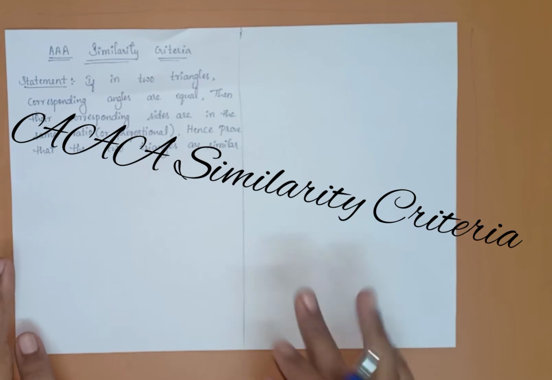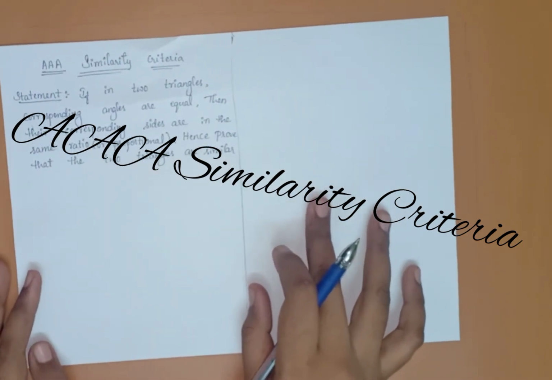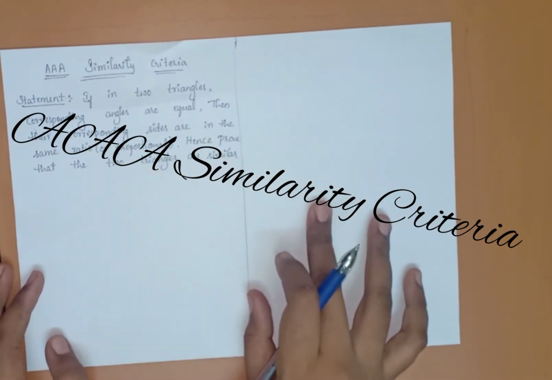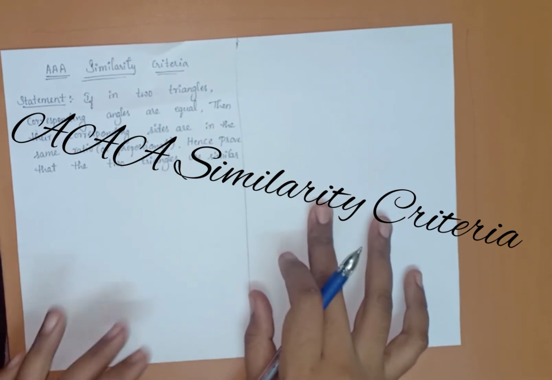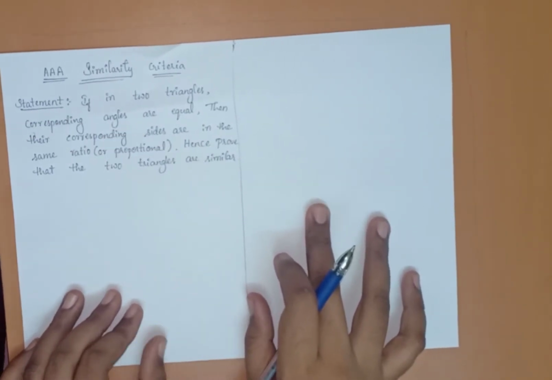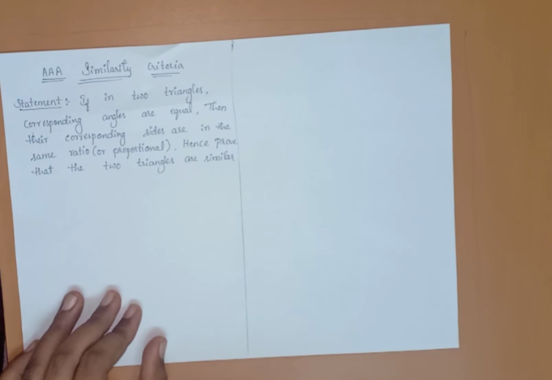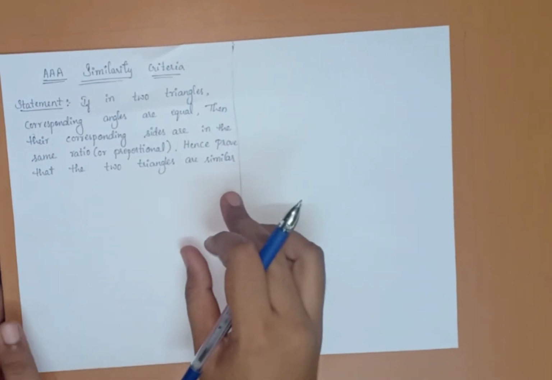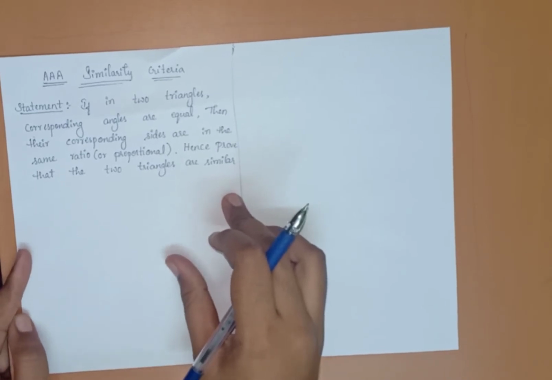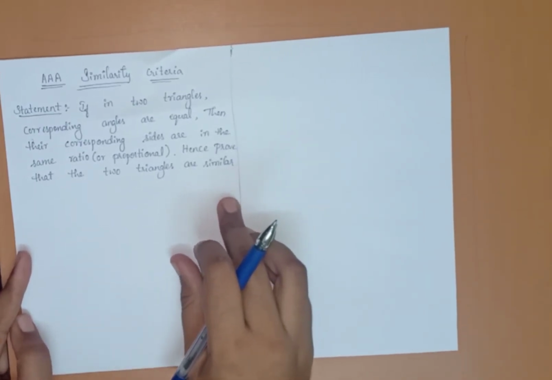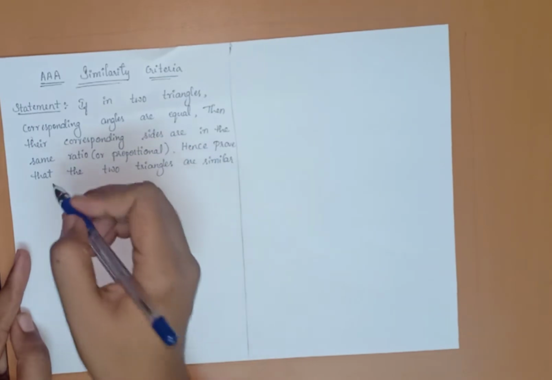I'm Sushma. Today we are going to learn about AAA similarity criteria. That means the AAA similarity criteria theorem. The statement is: if in two triangles corresponding angles are equal, then their corresponding sides are in the same ratio, that is, proportional. Hence prove that the two triangles are similar.